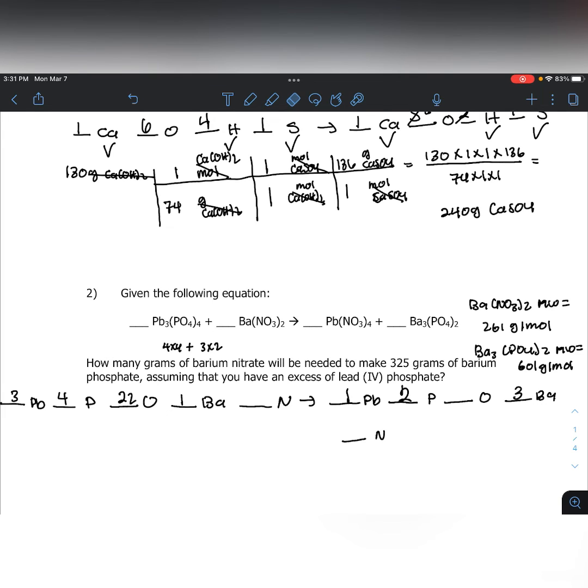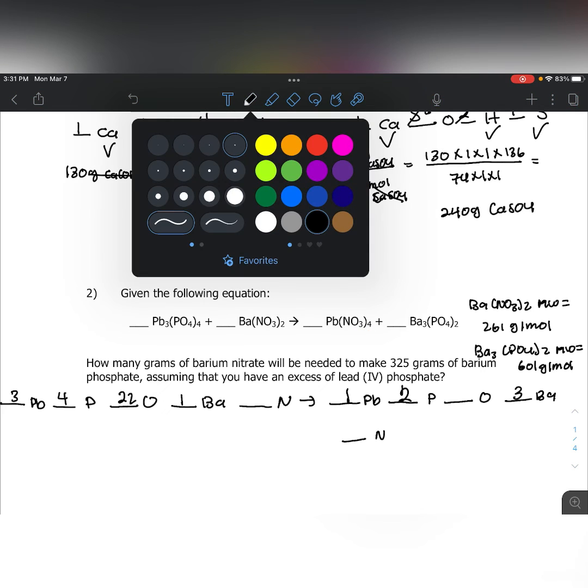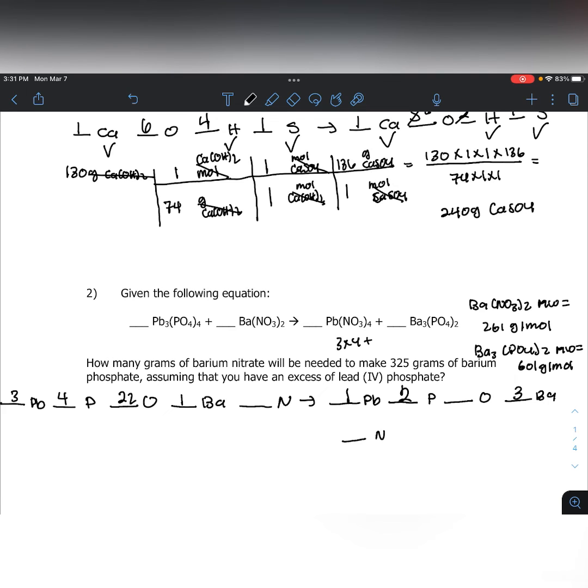Let's go ahead and do the oxygen on this side right here. So we have 3 times 4 plus 4 times 2. And then last bit, we also need to calculate how much nitrogen. So that will be 2 right here, and then this one will be just 4. So that's pretty much how you go about it.